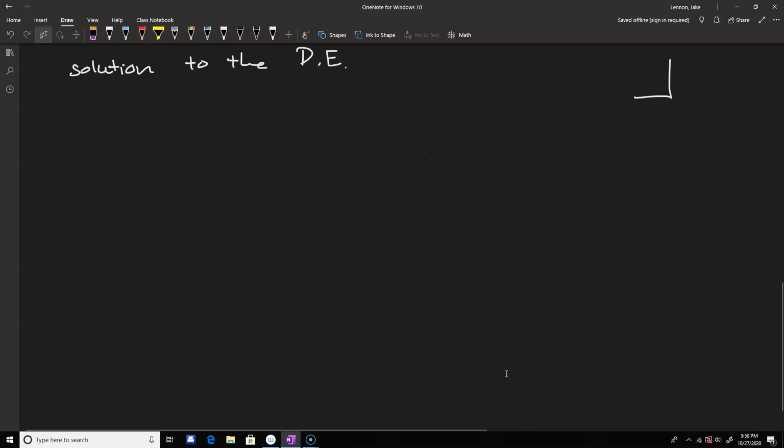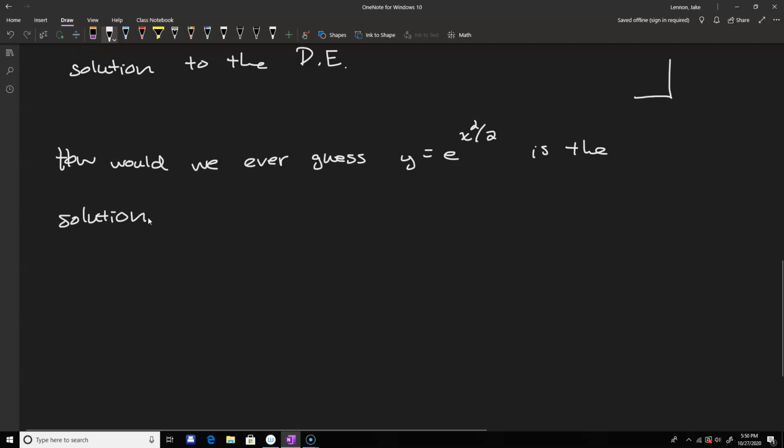So I kind of just gave you the solution there and said, okay, go ahead and verify that's the solution. But usually that's not how things work in math. We'd like to know how you would come up with that. So how would we ever guess y equals e to the x squared over 2 is the solution, technically a solution, by looking at y prime equals x times y? So how would you come up with that?